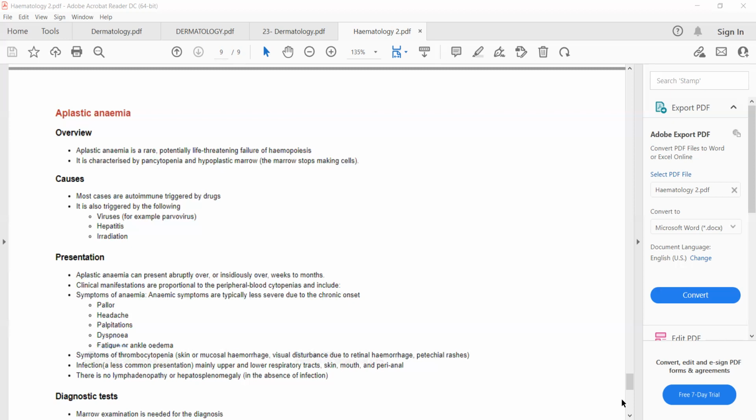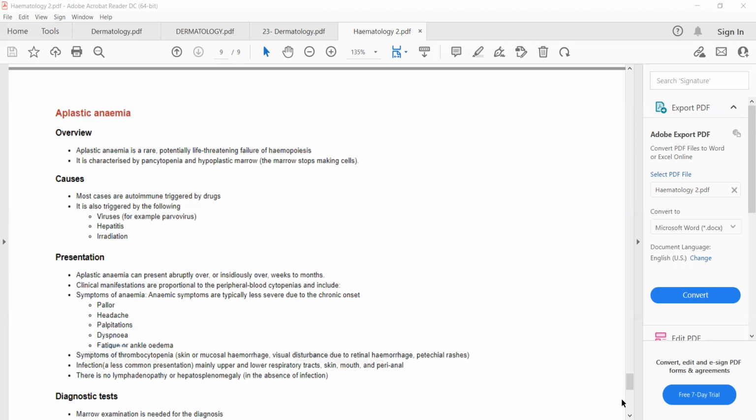And symptoms of neutropenia, such as infection of the upper and lower respiratory tract, skin, mouth, and perianal areas, may also be present. Now, the next point that I'm going to tell you is important. There's no lymphadenopathy or hepatosplenomegaly. So lymphadenopathy or hepatosplenomegaly will not be present in aplastic anemia, while in other causes of pancytopenia, such as ALL or AML, in both of them, there will be lymphadenopathy and hepatosplenomegaly.